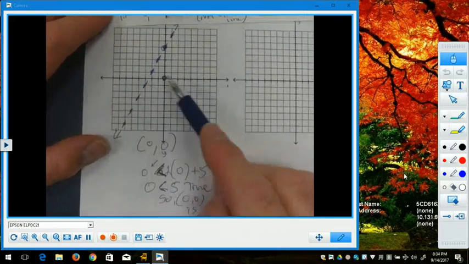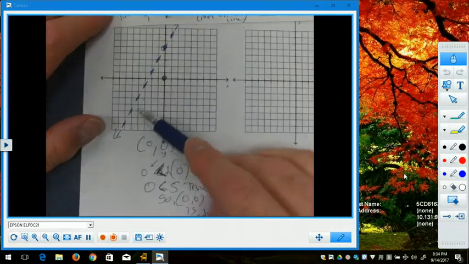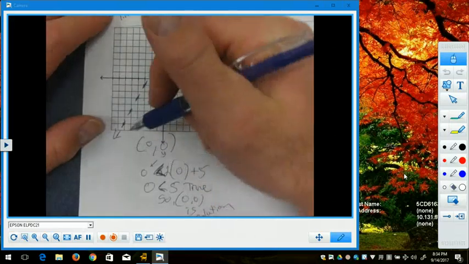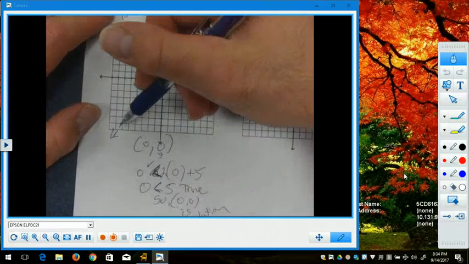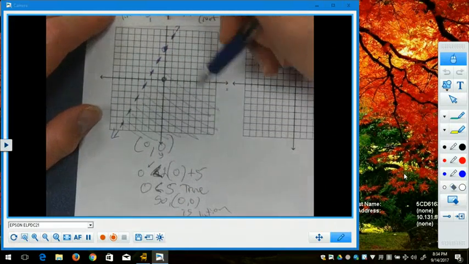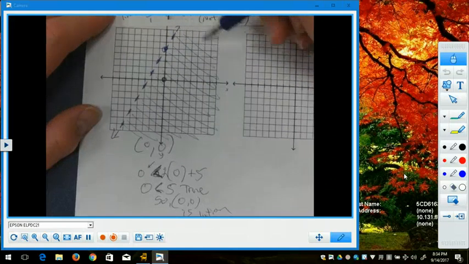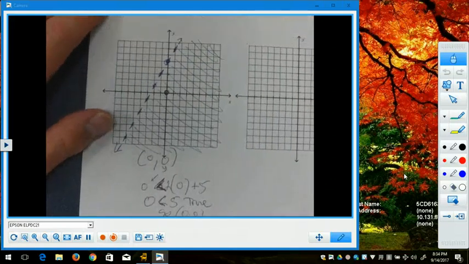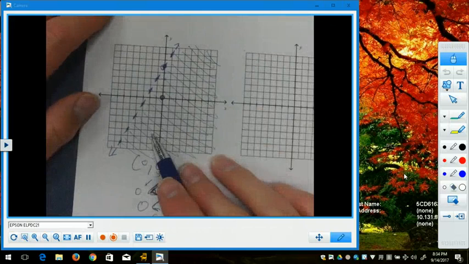And so that means that the points on this side are the ones that are solutions, every point on this side. So from my dashed line, I take my pencil or pen, and I come toward that point and toward all the points on that side and shade as my solution set.